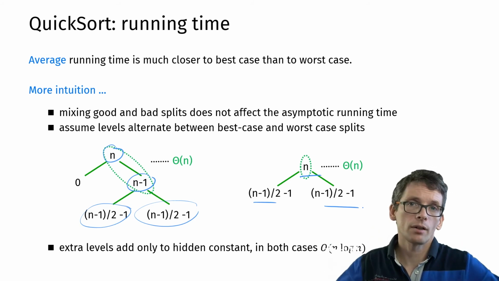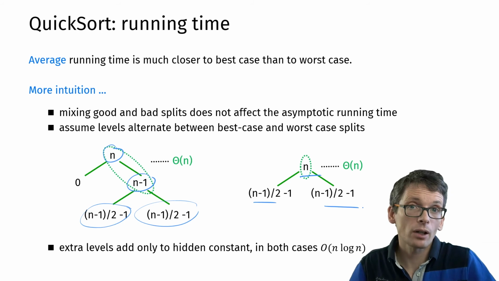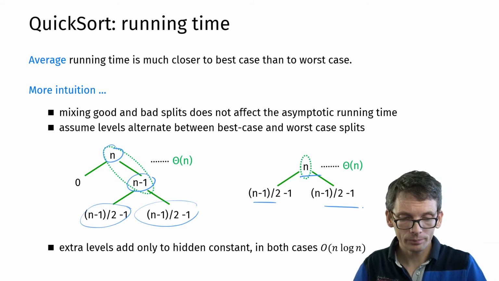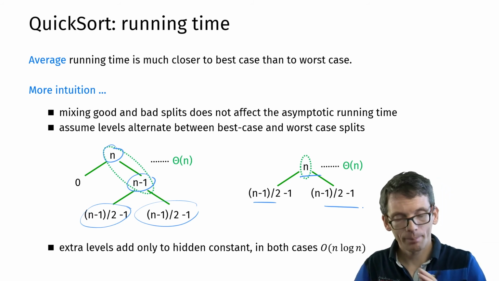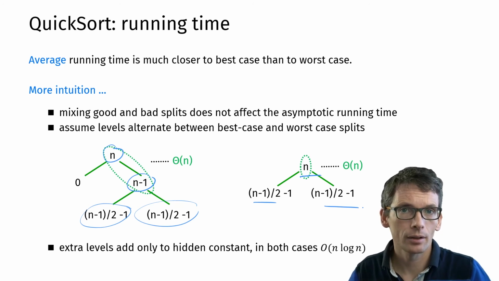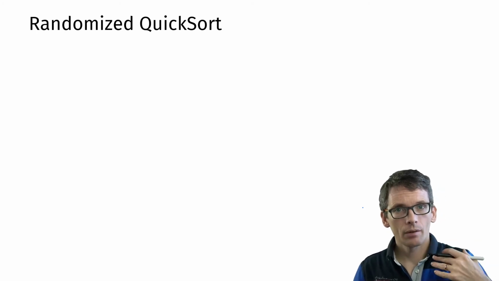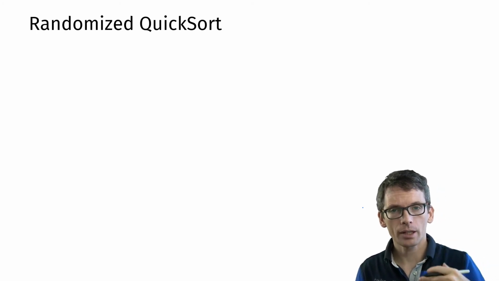Of course, if you really want to know this, you should read up on Quicksort and look at the formal analysis. But I hope this gives you some intuition of why Quicksort is fast in expectation. And fast in expectation again means we're using randomization. So we're looking at randomized Quicksort.